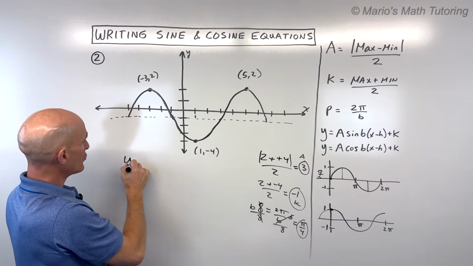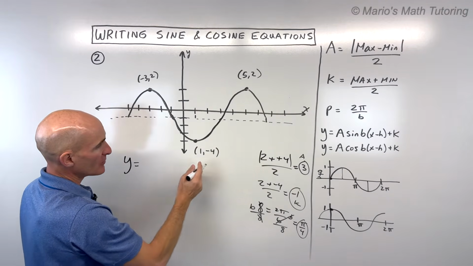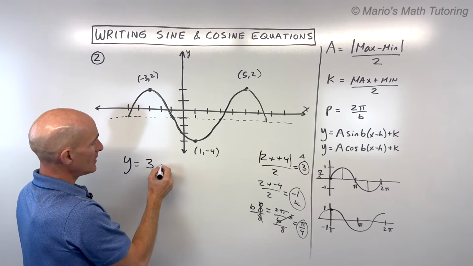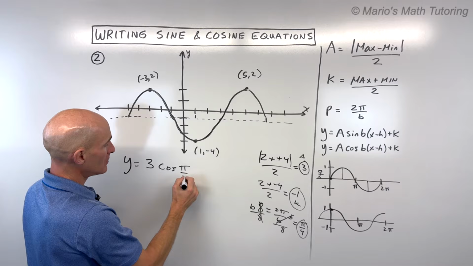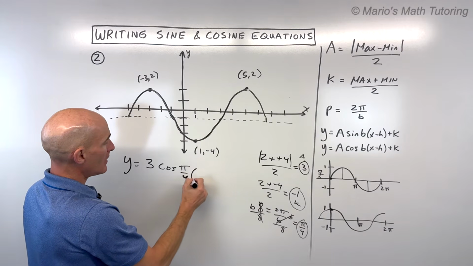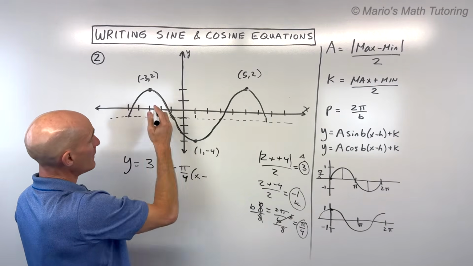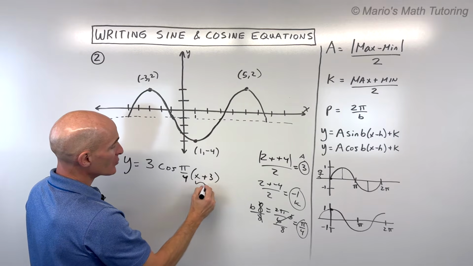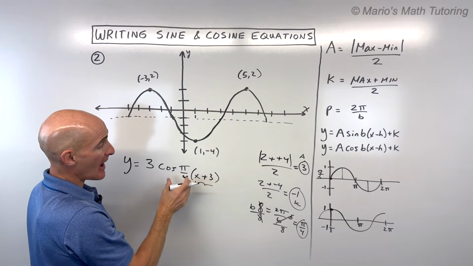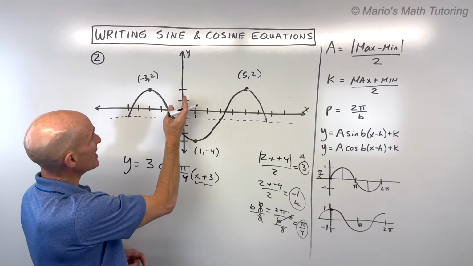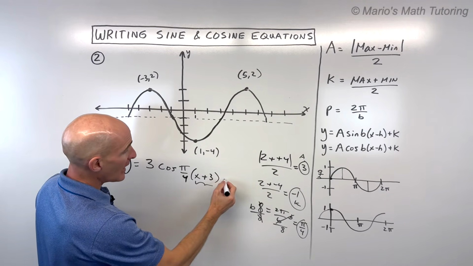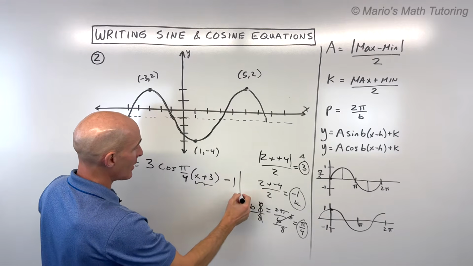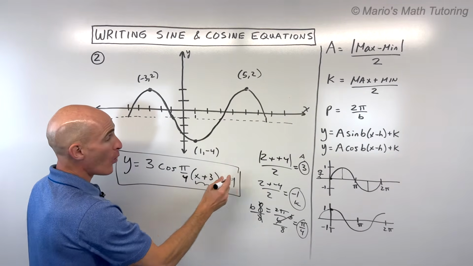So let's go ahead and write our cosine equation. We have amplitude, which is 3. Cosine graph, our b value is pi over 4. X plus 3. Remember, the number that's grouped with the x is going to have the opposite effect on the graph. So the plus 3 is actually shifting it left 3. If it was minus 3, it'd be right 3. And we said the k value was negative 1. It shifted down 1 unit. Okay, so this is one possibility.